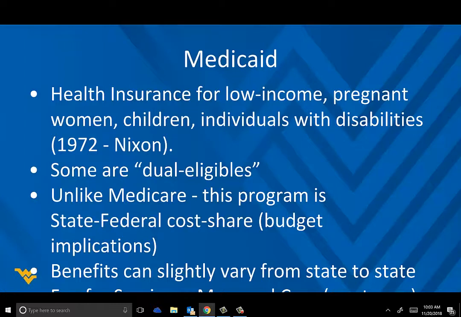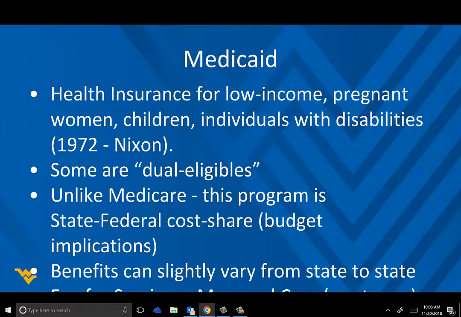One of the key differences between the two programs is that Medicare is federally administered and federally funded. Medicaid, on the other hand, is administered by the states and it has a cost share. It's a state-federal cost share. There's an agreement in place about how much the state provides in funding versus the federal government by percentage. And so that means there's budget implications, which are important for the Medicaid expansion.